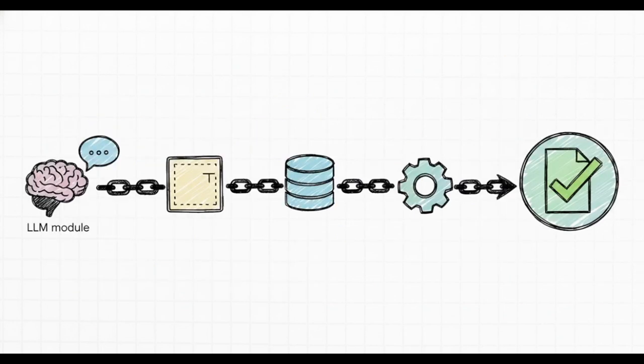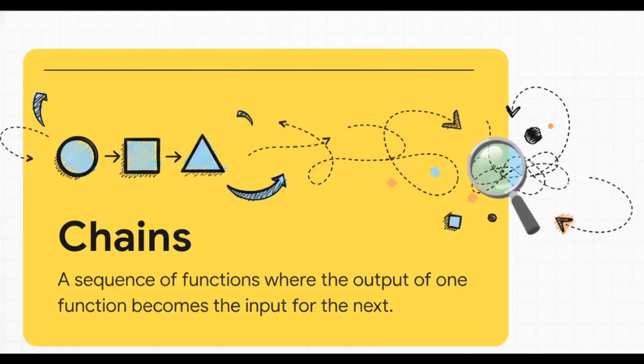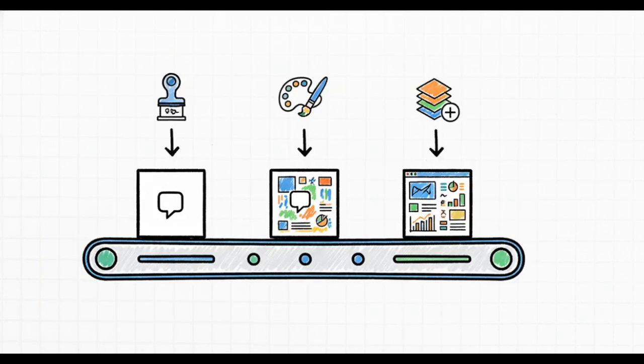Okay, now let's connect everything together with chains. This is where it gets really powerful. Basically, chains let you link a series of calls together. The output of one becomes the input for the next. It's like an automated assembly line for your AI. Each step can be a different task.